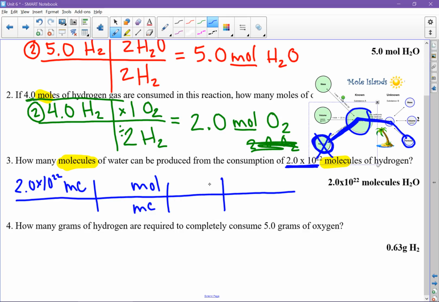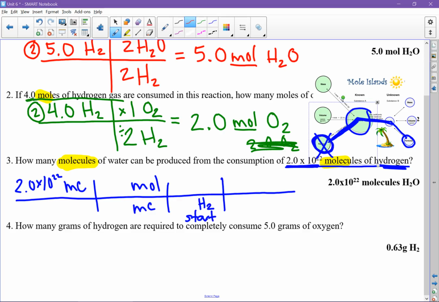In this part, we are not going to write the word mole because everything here will be mole. Instead, we're going to use the chemicals that we were given. The first chemical that I started with, and when I say first, I mean what was attached to the number. So I had 2.0 times 10 to the 22 molecules of hydrogen. That's the starting chemical. The starting chemical always goes on the bottom, so I put H2 there.